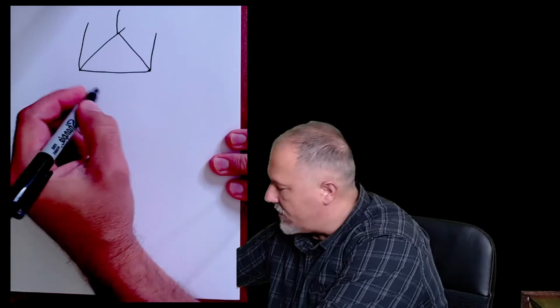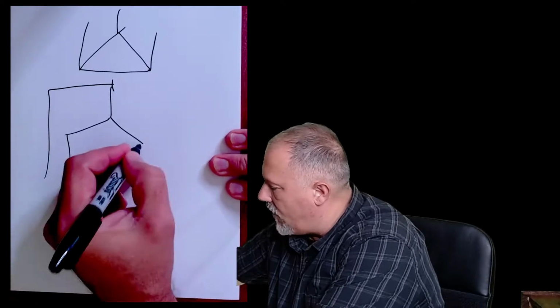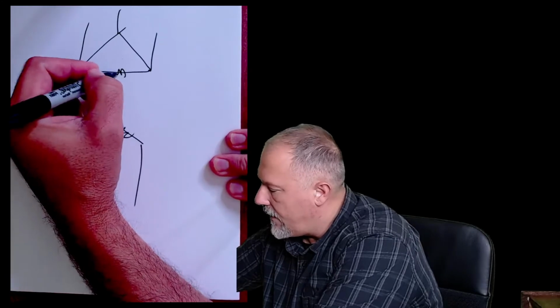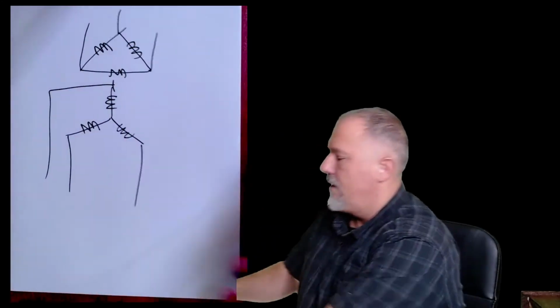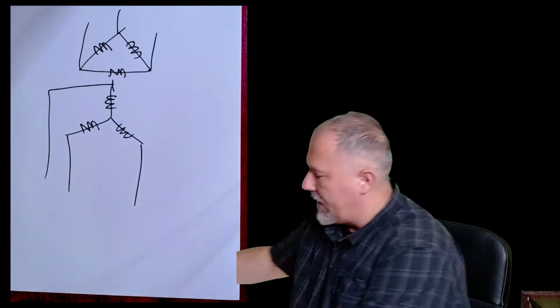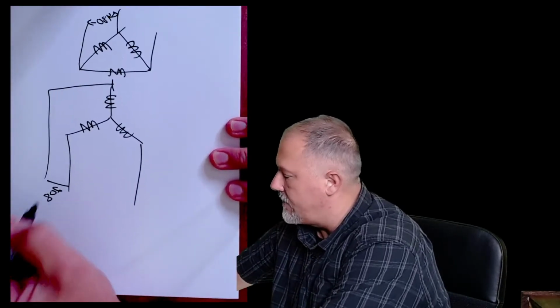Okay, so here is what JW is asking. When you have a delta Y transformer, what do you got? You have a delta primary and a Y secondary, right? And these are your coils. I like my artistic capabilities. And let's say 480, and this is 208, right?